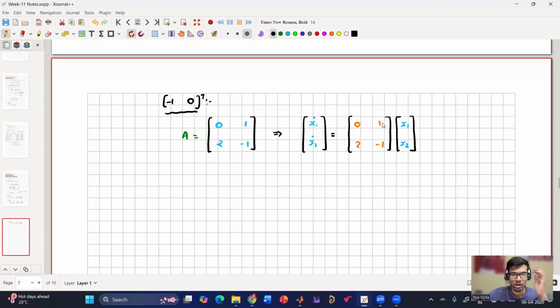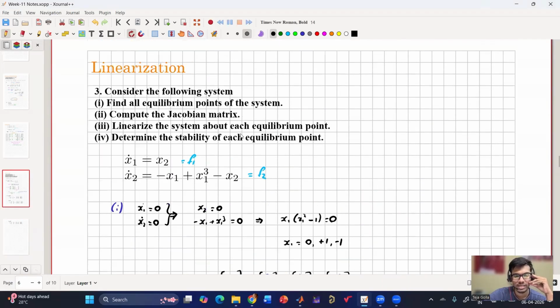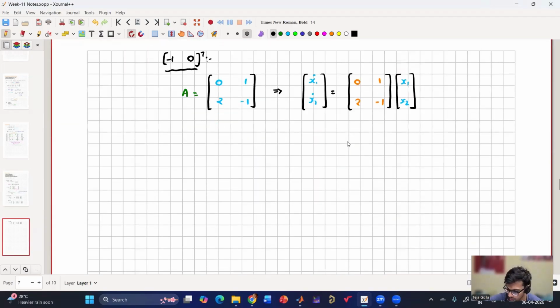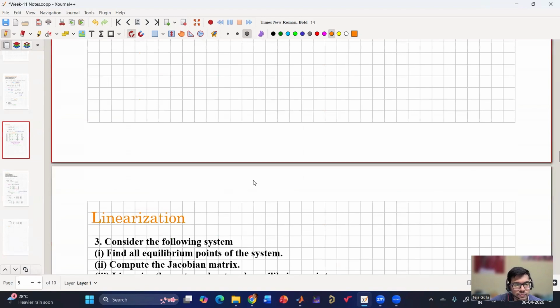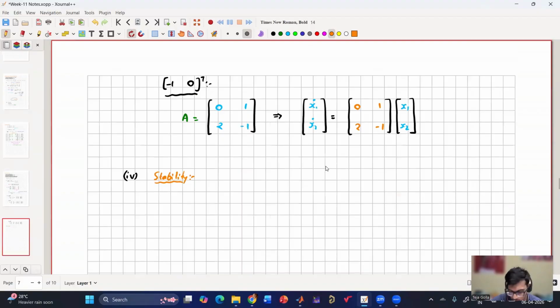So now that we have calculated the A matrix, let us calculate the eigenvalues of each of these A matrices and comment on the stability. So the fourth part is about stability. In this part, first let us start in the same sequence with 0, 0. So my x1 and x2 is 0, 0 transpose.